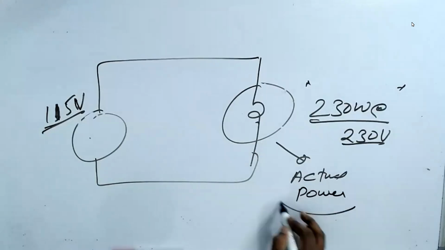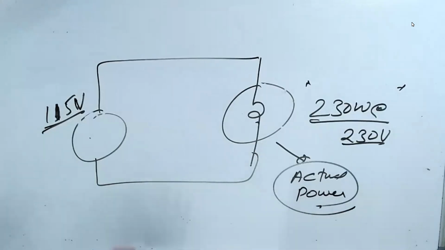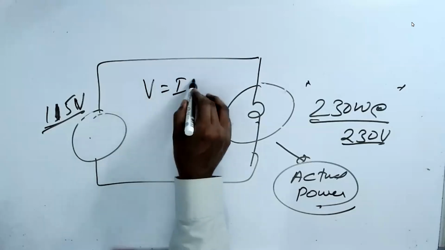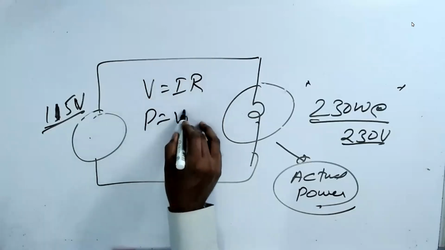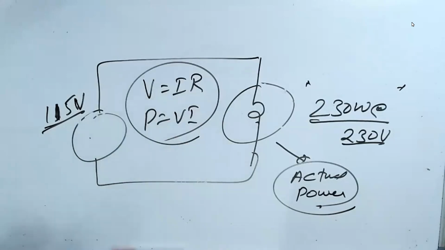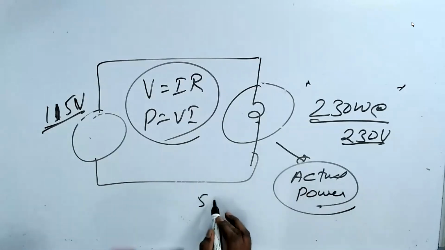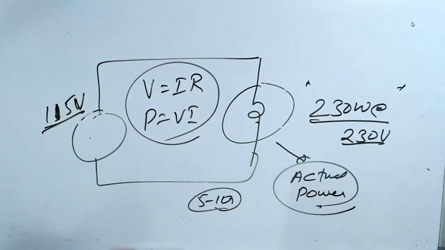Tell me now. See, that is what I am trying to tell you. Please understand. We are not good at these two things: V is equal to IR and P is equal to VI. We do not understand this very clearly. That is our problem. You're supposed to give an answer to this question in about 5 to 10 seconds. You should have that perfection.